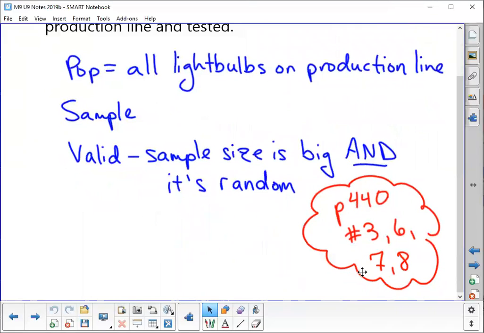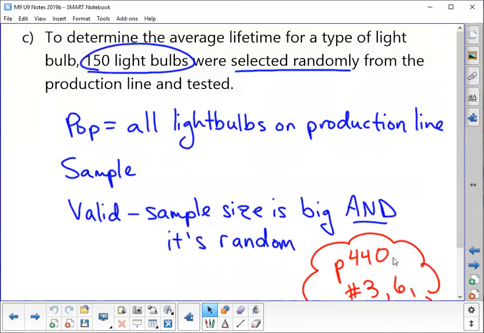So here are some questions that you can practice on. Page 440, questions 3, 6, 7, and 8. And that is it. And then we'll go into what types of samples there are. So that's a big one for today.